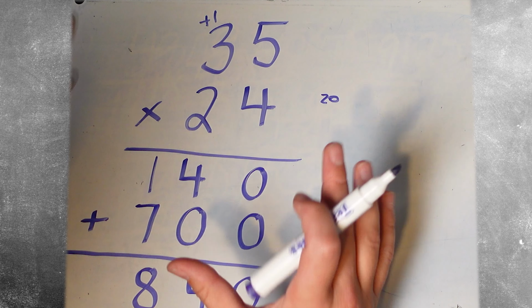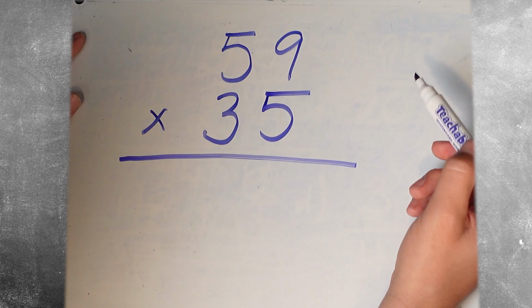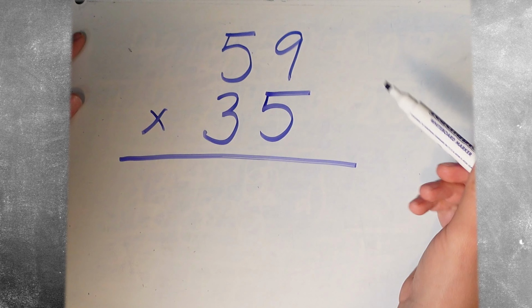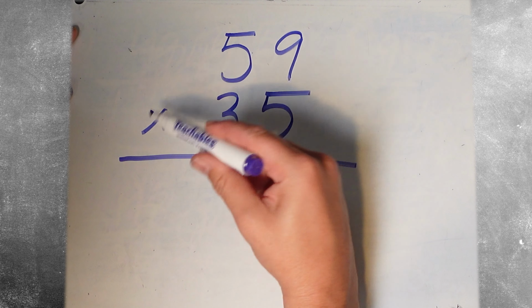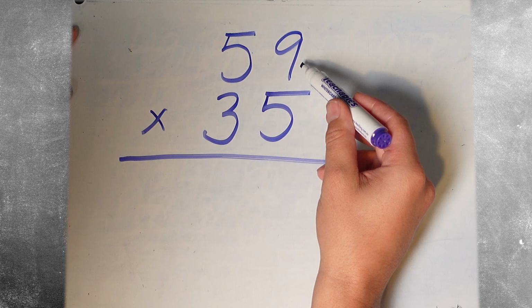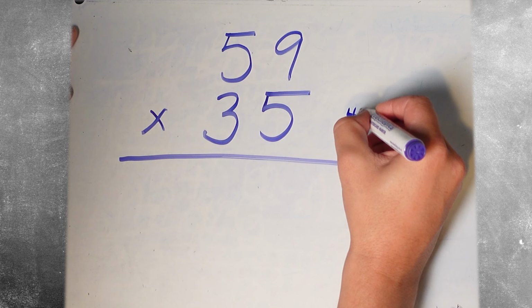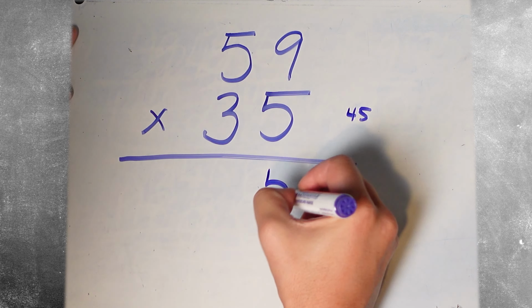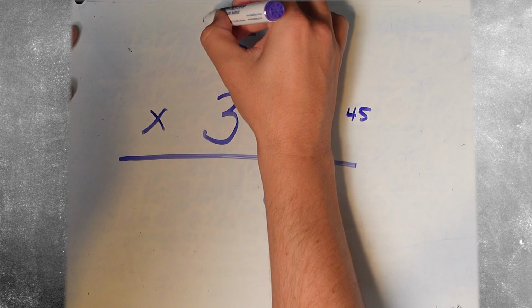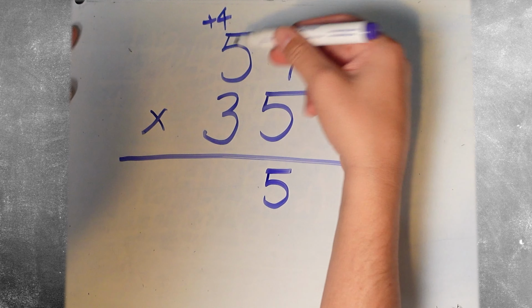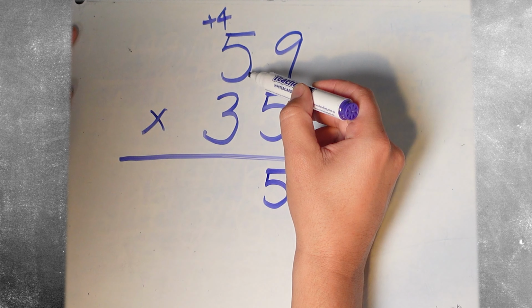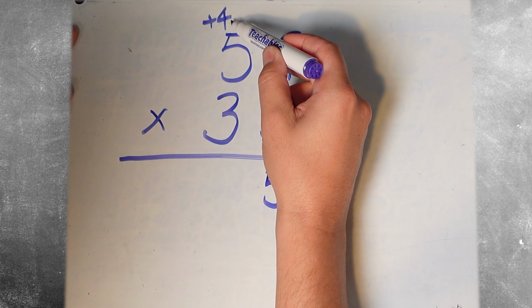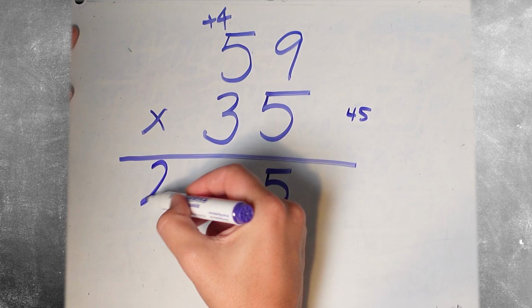Let's have a go at one more. Alright, have a go at this by yourself. Press play when you're ready to mark. Let's mark. 5 times 9 is 45. I'm going to put the 5 here and plus 4 here to the next answer. 5 times 5 is 25, plus 4 is 29.